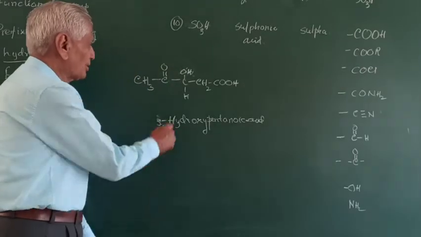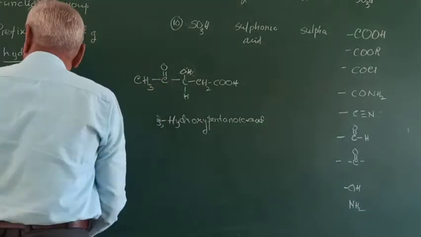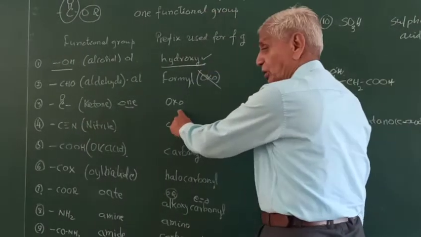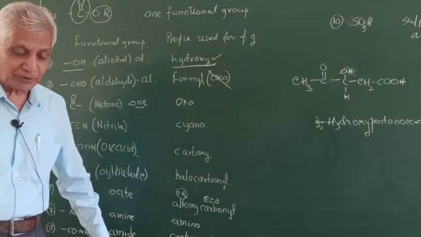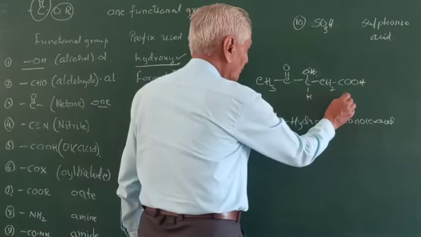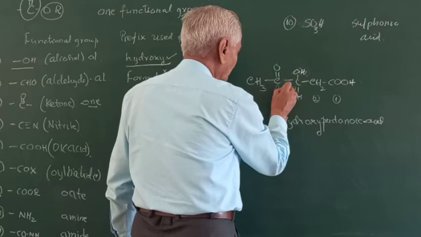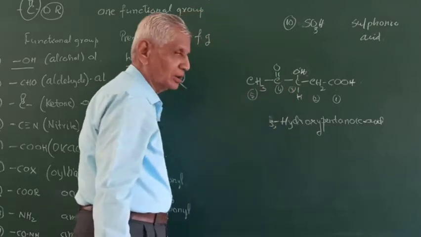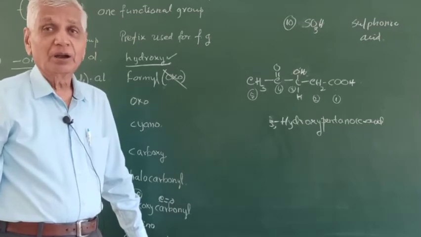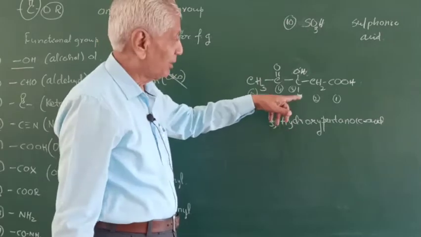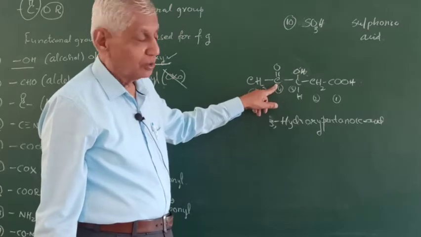But it has a hydroxy group and it has an oxo group. A CO group is called oxo. On which carbon atom is the oxo? This is 1, 2, 3, 4, 5. The hydroxyl group is present on the 3rd carbon and the CO group is present on the 4th carbon. So 4-oxo.